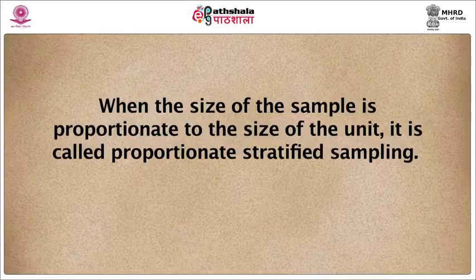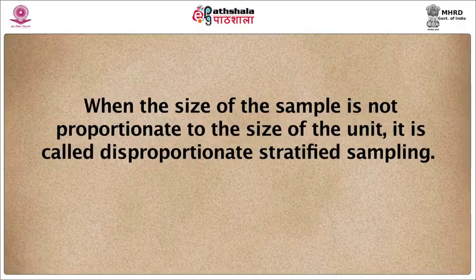When the size of the sample is proportionate to the size of the unit, it is called proportionate stratified sampling. When the size of the sample is not proportionate to the size of the unit, it is called disproportionate random sampling. Disproportionate stratified sampling depends upon considerations involving personal judgment and convenience. For example, you can divide the administration of your college in two subgroups, teaching and non-teaching staff. To ensure adequate representation of each stratum or subgroup, the sample is then drawn from each stratum randomly or systematically.